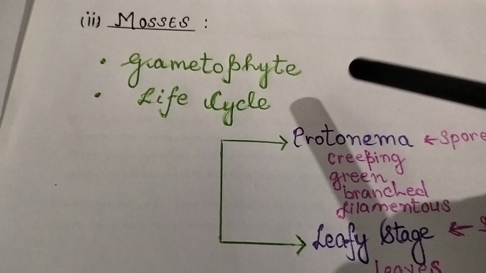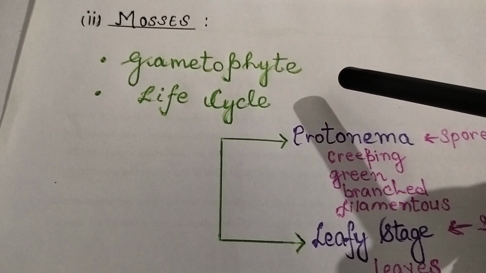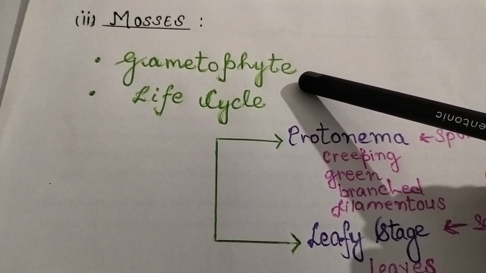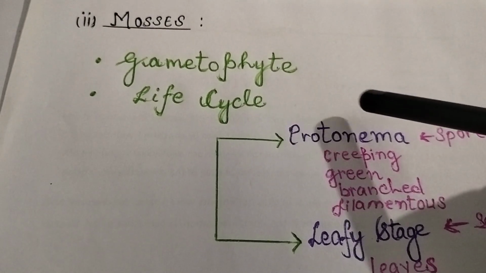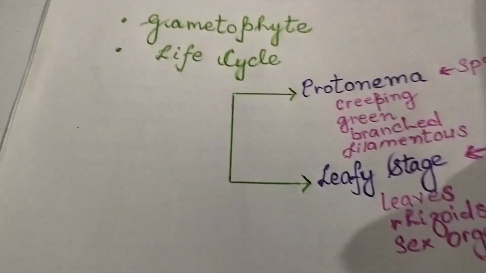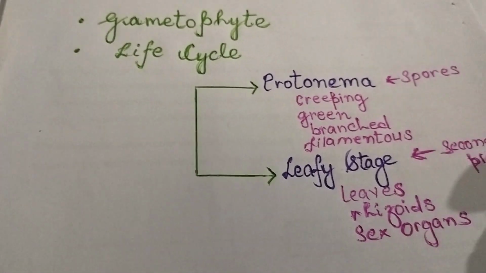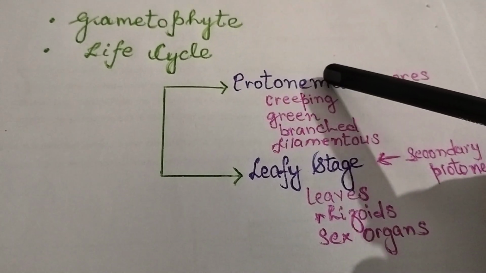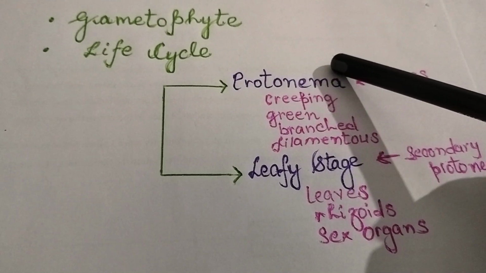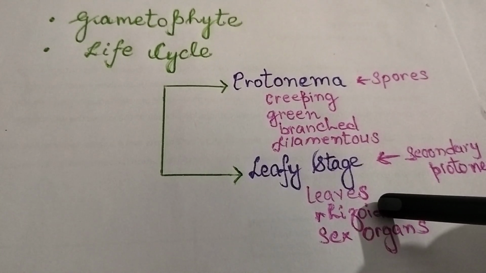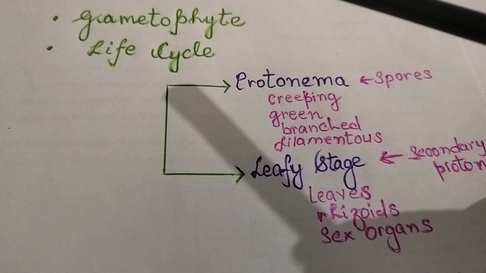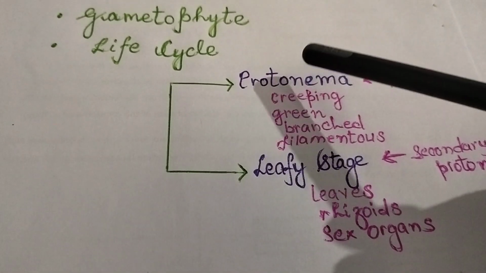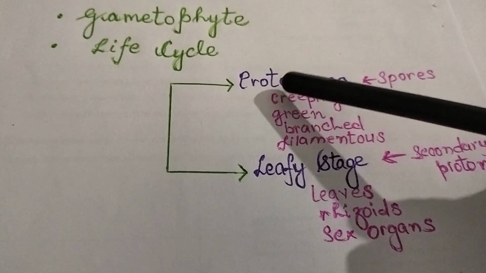And here now see, some complications are arising from these stages. This gametophyte, in the life cycle of moss, consists of two stages. What are the two stages of the gametophyte of mosses? Protonema and leafy stage. Now see, the gametophyte in the life cycle of mosses has two stages.